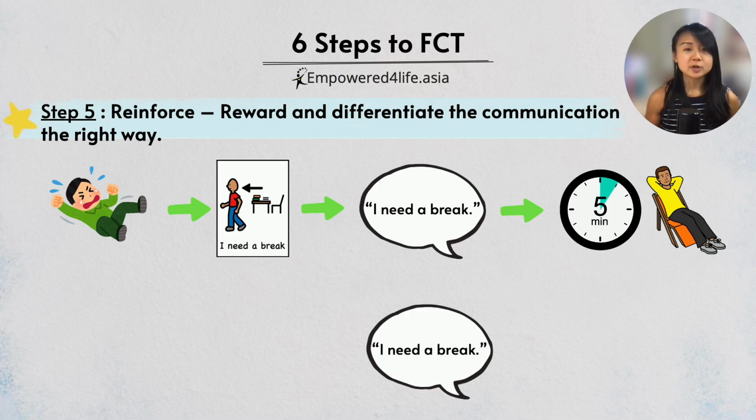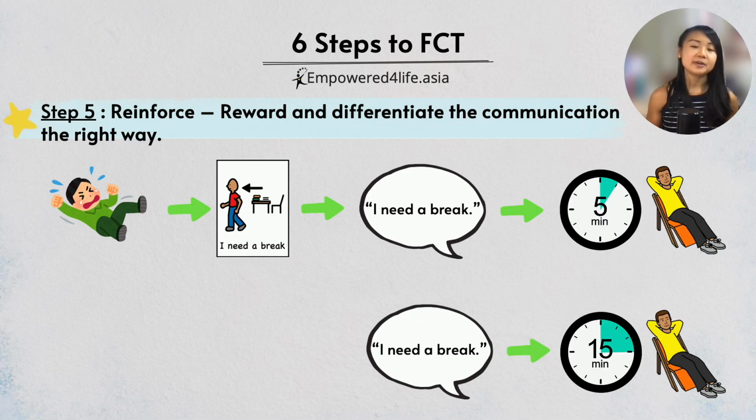Let's say your child requests independently and says, I need a break, without even engaging in a challenging behavior or you having to prompt them. Then you can give them a very big praise like, wow, I'm so proud of you. Here is your 15 minutes break. And then you can give them a way longer break just to keep them motivated at that point of time to be able to continue requesting and want to request even more.